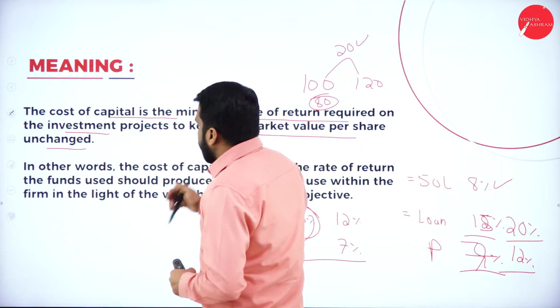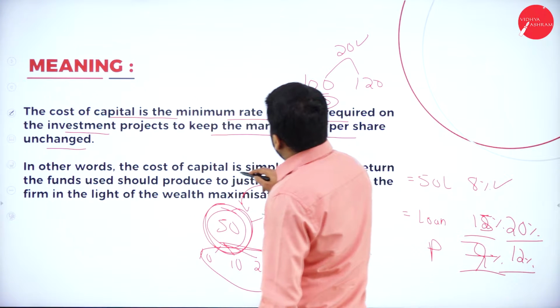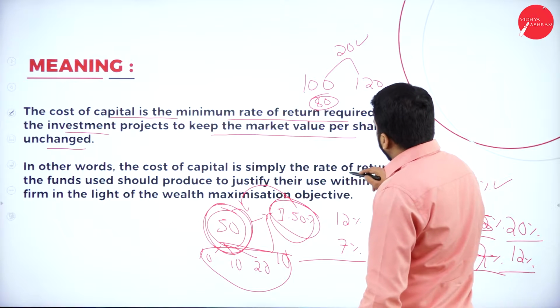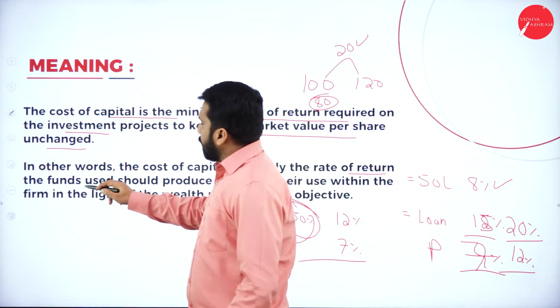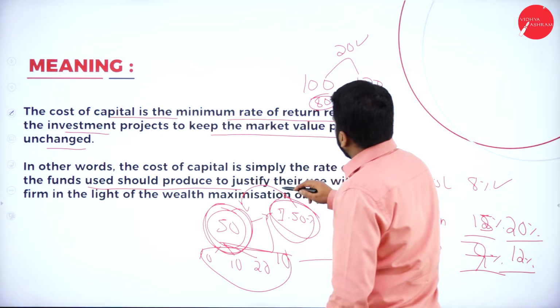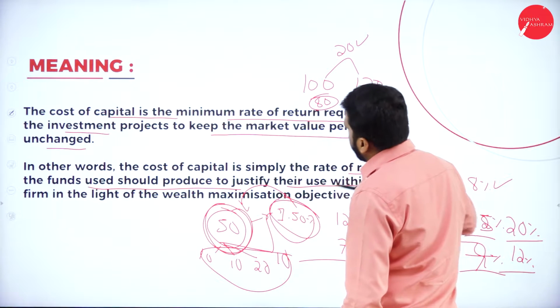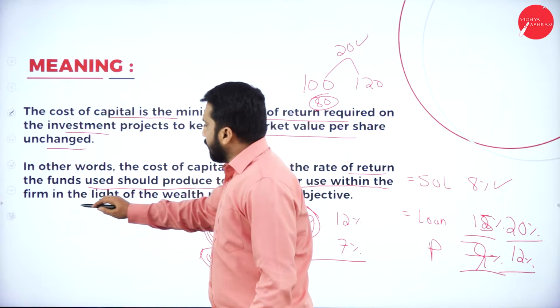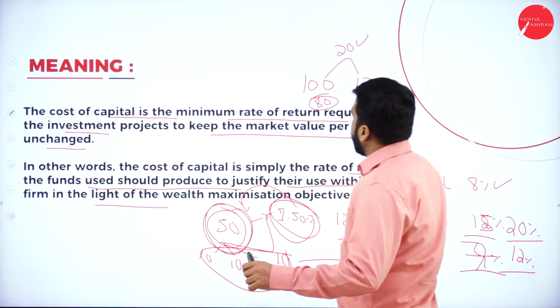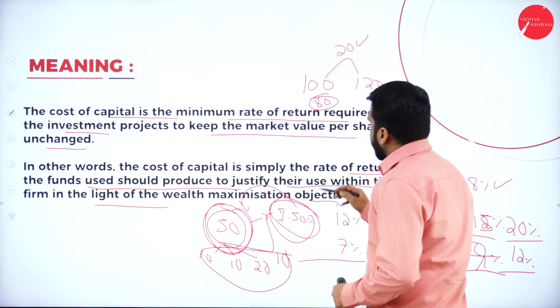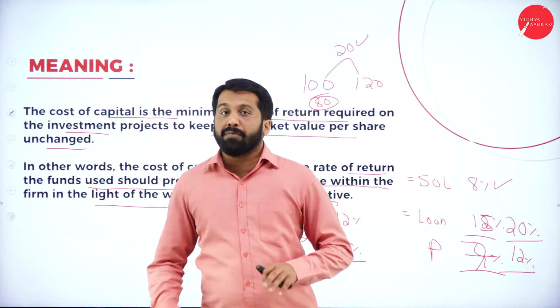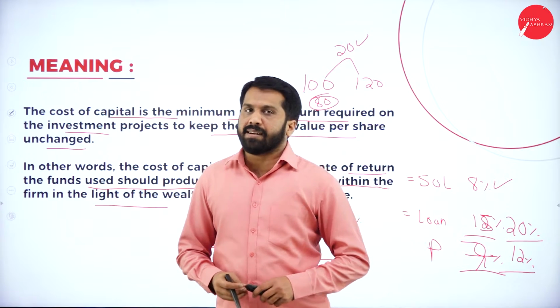Now, in other words, the cost of capital is simply the rate of return the funds used should produce to justify their use within the firm in the light of the wealth maximization objective. With this cost of capital, your wealth maximization can be done.